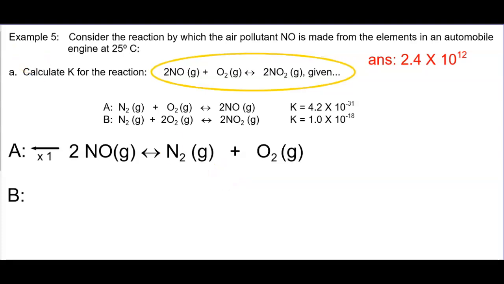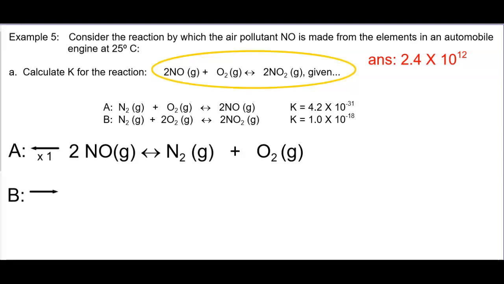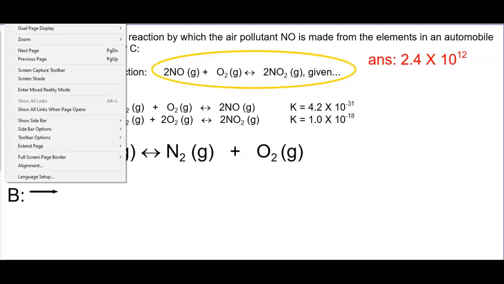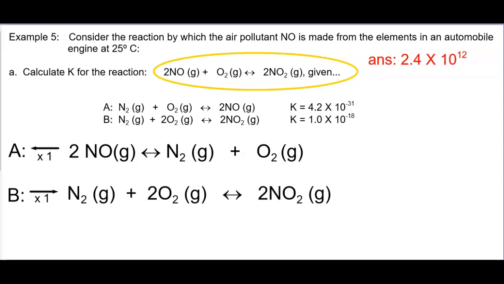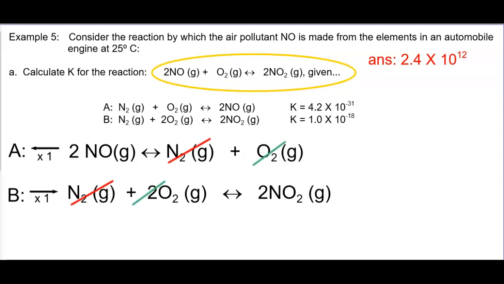Then I look at B, and I say, what do I need to do to B to make it look like my unknown? We're going to keep it forward, and we're going to multiply by 1. So that's what I did. Now you want to make sure things eliminate that should eliminate.